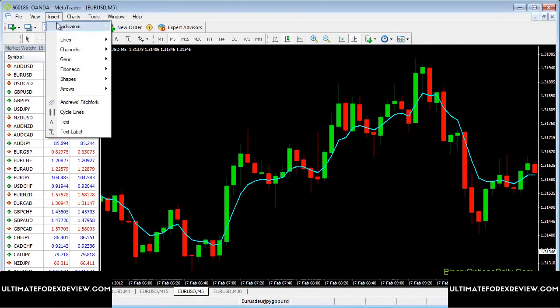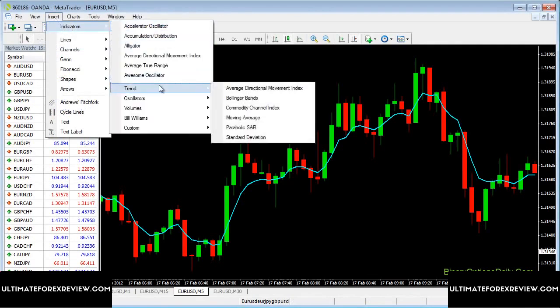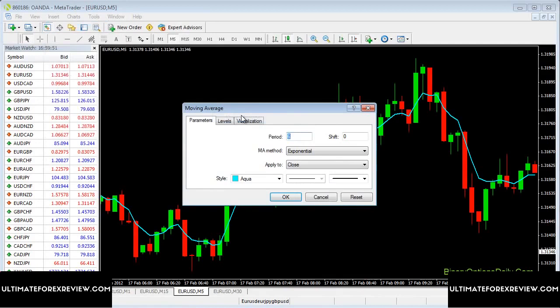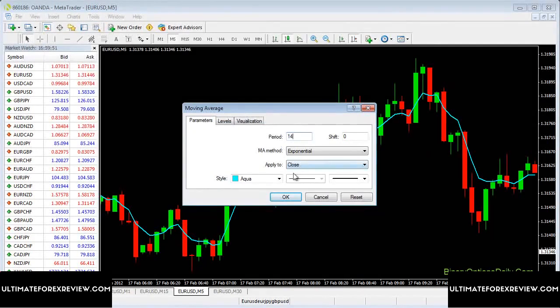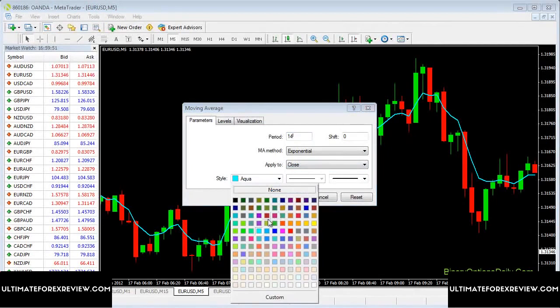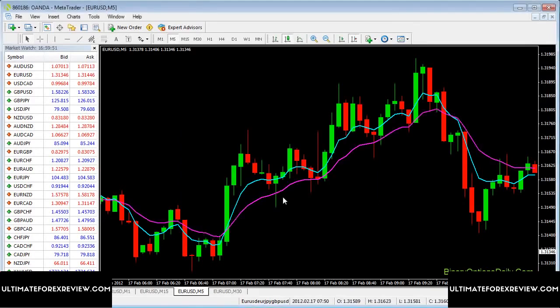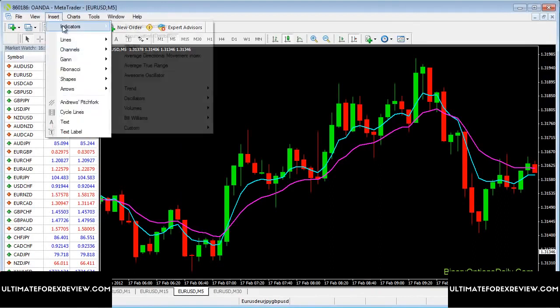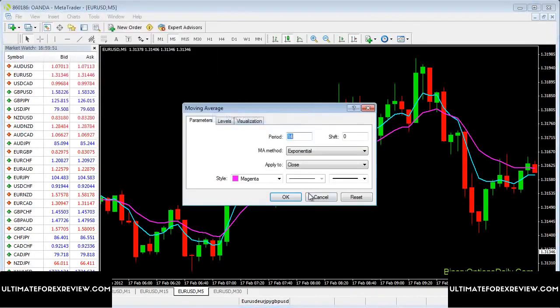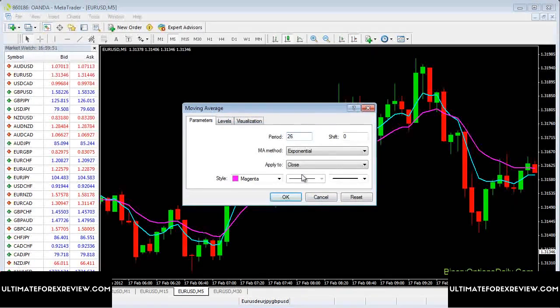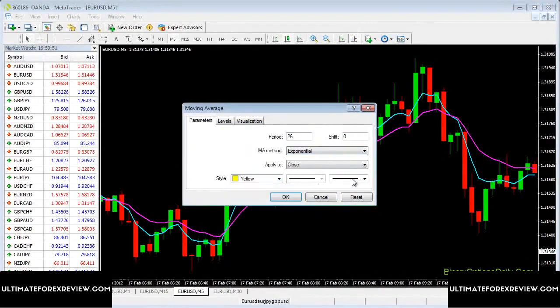Now we need to add 2 more, so we're going to go back to the indicators, trend, moving average, and the next one is going to be a 14-period moving average. I'm going to be using a magenta line for this one. And again, these are all exponential and applied to close. So we're going to click OK. And we need to add 1 more. So we're going to go back to indicators, trend, moving average. And this one is going to be a 26-period moving average, exponential applied to close. And I'm going to choose yellow for this color and make this one just a little bit bigger. And go ahead and click OK.